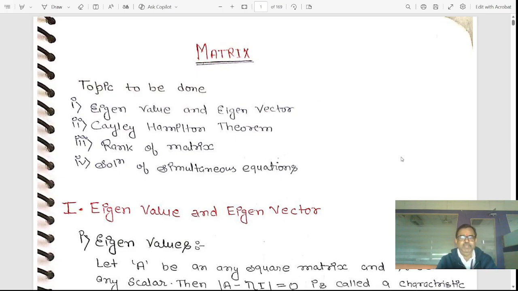Myself, Dr. P.C. Dikshit. Today's topic is matrices, in which first we discuss eigenvalues and eigenvectors. Second, the Cayley-Hamilton theorem, rank of a matrix, and solution of simultaneous equations. So now let me start with eigenvalues and eigenvectors. Let me start with eigenvalues.